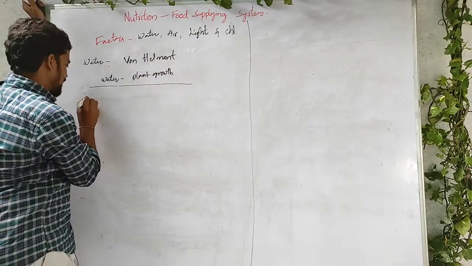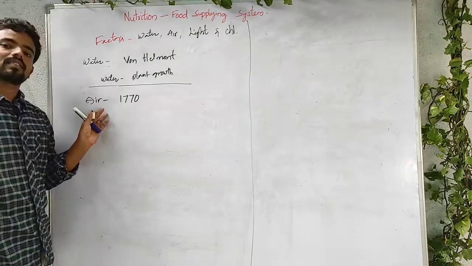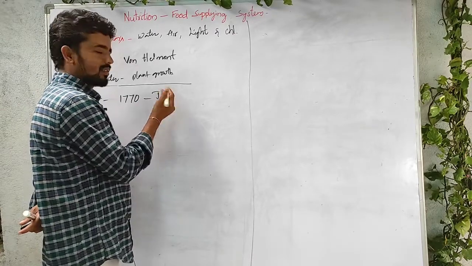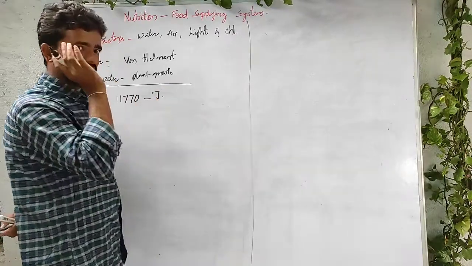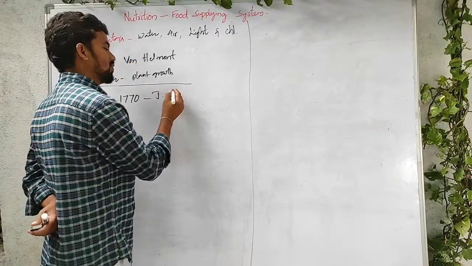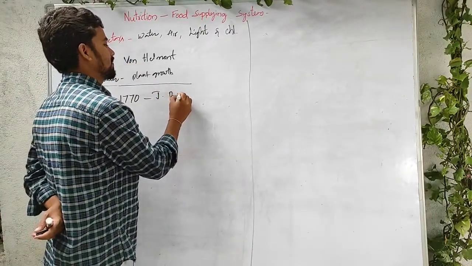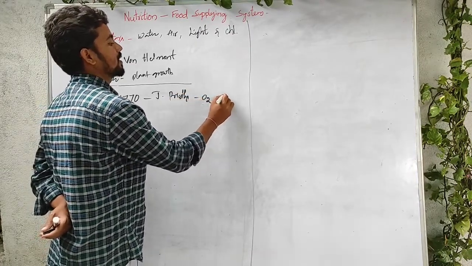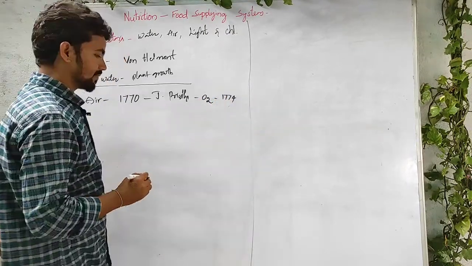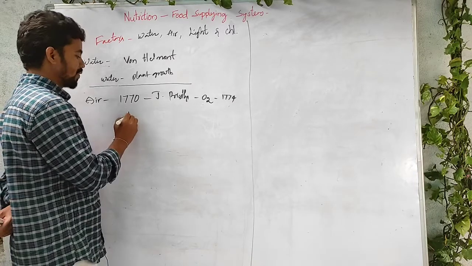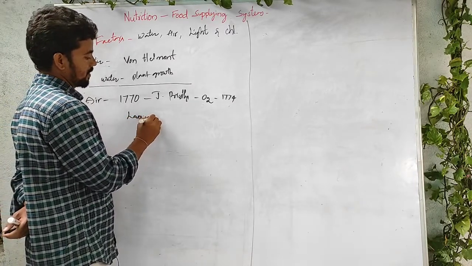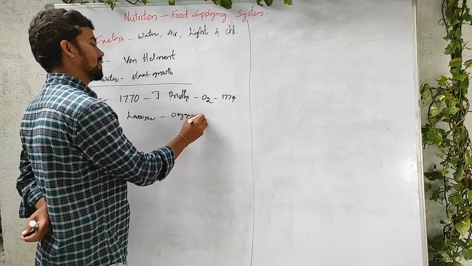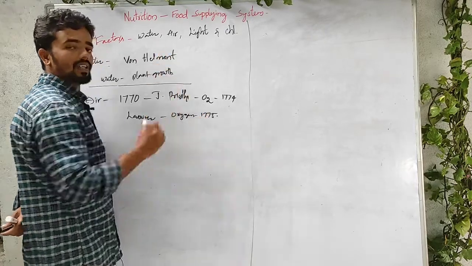The next one is air. In the year 1770, Joseph Priestley conducted various experiments to understand the role of gases in the process of photosynthesis. He found oxygen in the year 1774. Later on, Lavoisier named it oxygen in the year 1775.